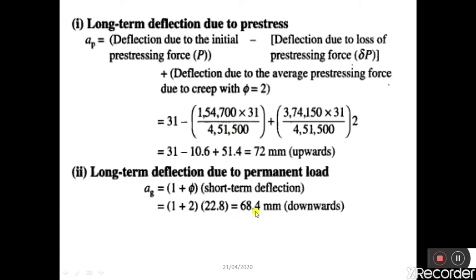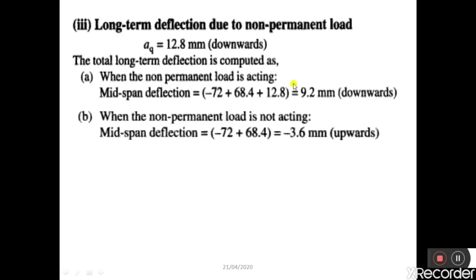pre-stress. Then 68.4, that is long-term deflection due to dead load, then plus 12.8, long-term deflection due to live load. So that will be 9.2 mm in downward direction. So when I consider the live load acting on a beam, then the deflection of the beam will be 9.2 mm, and this deflection is long-term deflection.